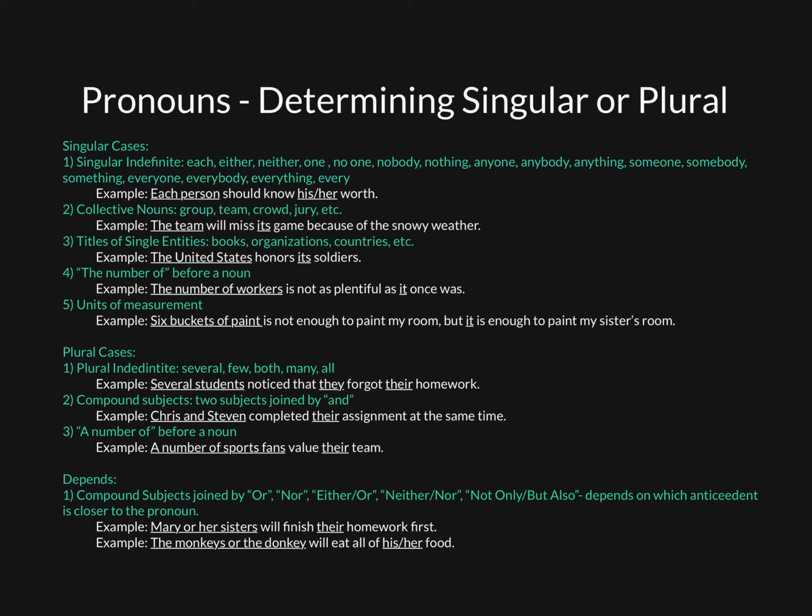Now we also have units of measurements. So if we have 6 buckets of paint is not enough to paint my room, but it is enough to paint my sister's room. So here, 6 buckets of paint is singular, so it's going to be correlated with it.